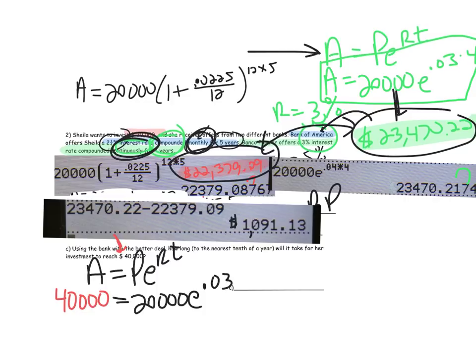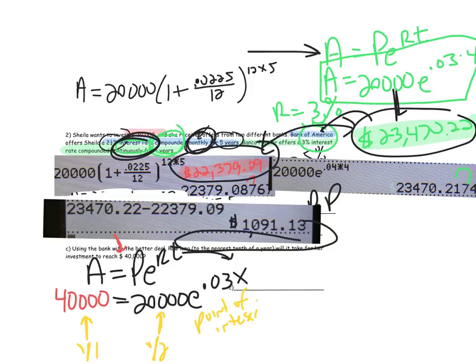But now the question is asking, how long will it take? So here they're asking you to solve for time. So I'll call that X. This is the equation that we're going to use to solve for how long it's going to take for that $20,000 to increase to $40,000. We're going to solve this graphically. We'll enter our left-hand side into Y1, the right-hand side into Y2, and we'll go about calculating the point of intersection.